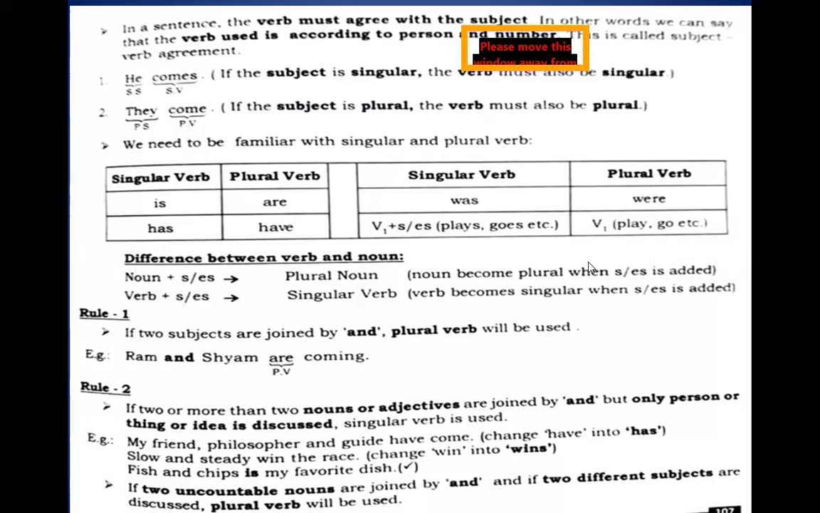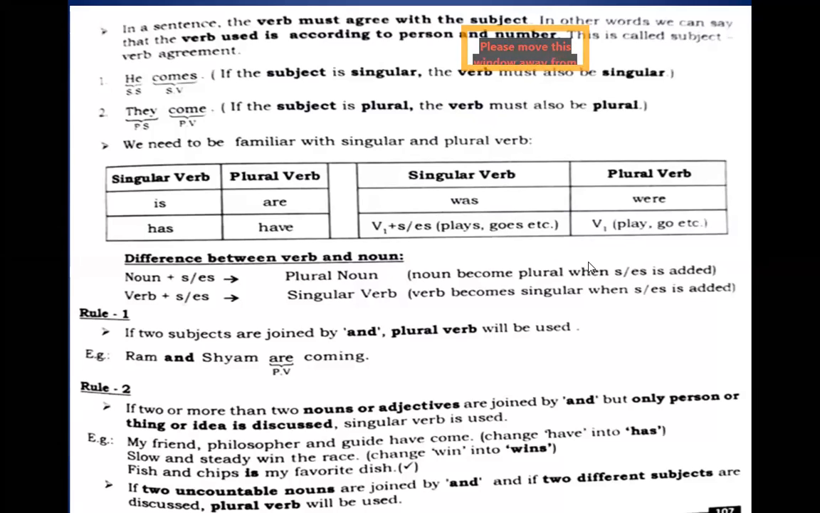Is and has, these both are the singular verbs. Are and have, these are the plural verbs. Now you see the singular verb was, and when you add s or es to the base form of the verb, for example, plays, goes, this is called a singular verb. And the base form of the verb, like play, go, and were, these are the plural forms of the verbs. You need to be very accurate in this.